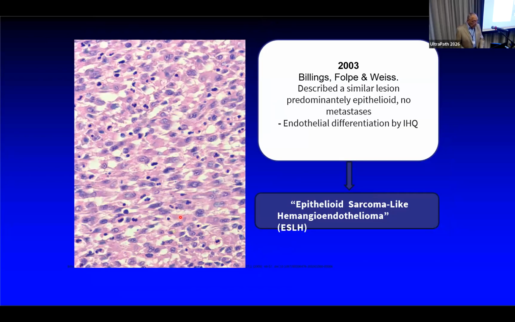written by the Mayo Clinic people in 2003. Dr. Weiss is there also. This describes a similar lesion, predominantly epithelioid and non-metastatic, with endothelial differentiation by immunohistochemistry. And they propose this term, which I think is the best term, but it's not the accepted one at the moment. They proposed the term epithelioid sarcoma-like hemangioendothelioma.